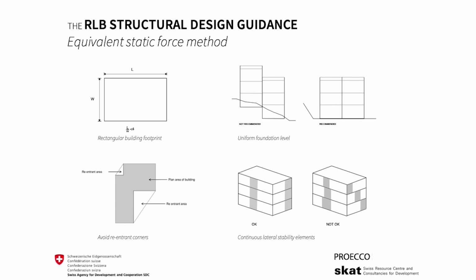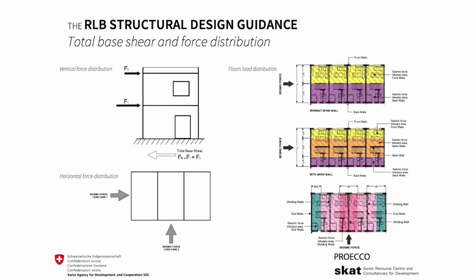The ESF follows key indicators such as a rectangular building footprint, a flat and uniform foundation level, re-entrant corners should be avoided, and lateral stability elements should be continuous through the building and more. When applying the ESF method, the total base shear is calculated by multiplying the mass of the building by the design seismic acceleration. This force is then distributed over the height of the building and horizontally in two orthogonal directions.